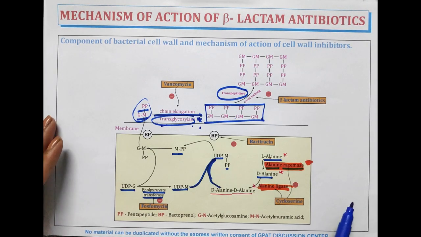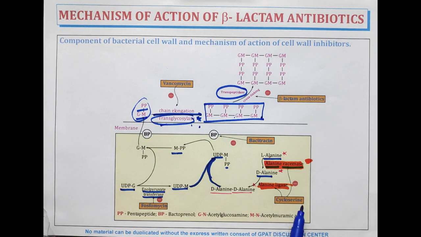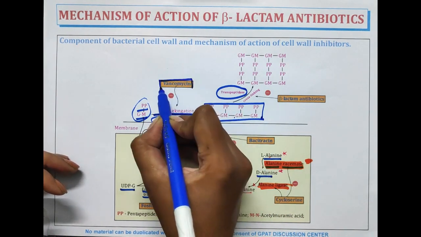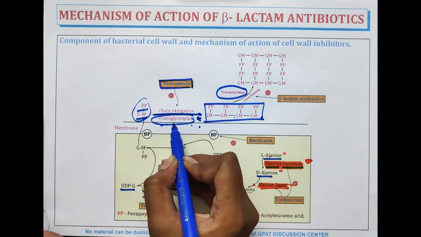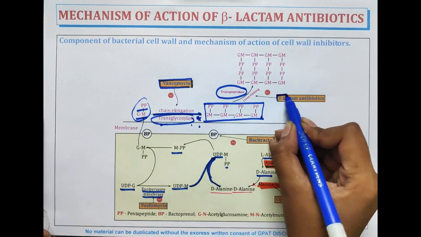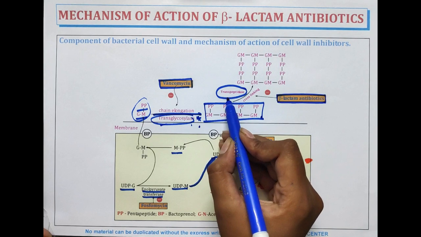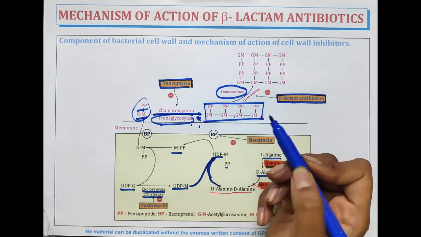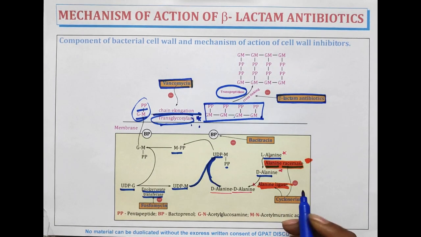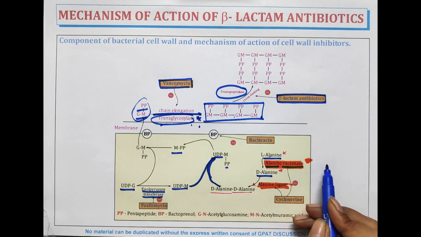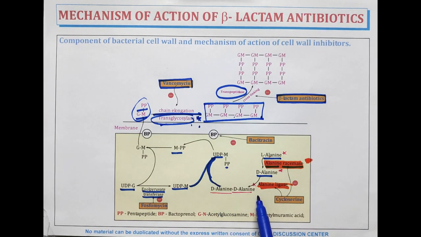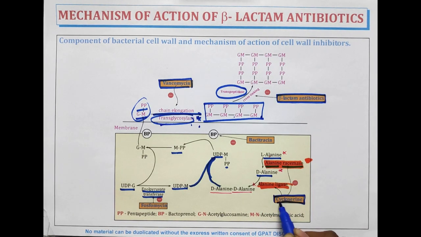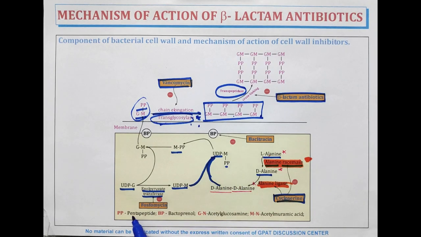Now the mechanisms of action of cell wall inhibitors. The first one is vancomycin. Vancomycin is a drug that inhibits chain elongation by inhibiting the enzyme transglycosylase. Beta-lactam antibiotics inhibit the cross-linking by inhibiting the transpeptidase enzyme. Cycloserine inhibits alanine ligase or alanine racemase, so the D-alanine-D-alanine complex is not formed. Bacitracin directly inhibits the bactoprenol lipid present at the cell wall, and fosfomycin is responsible for the inhibition of the enol pyruvate transferase enzyme.